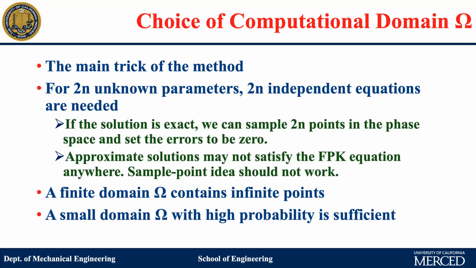Let me just point out here. Suppose you have 2n unknown parameters. This is just an arbitrary number.